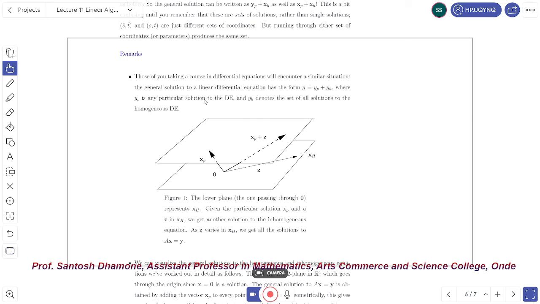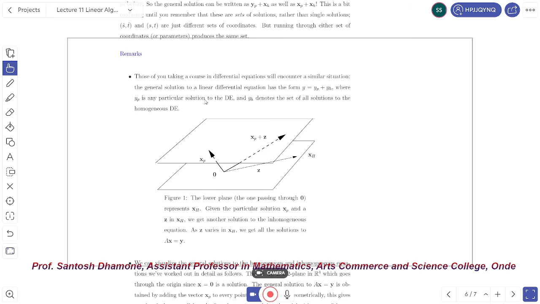We can visualize the general solution to the homogeneous and inhomogeneous equation we have worked out in detail as follows. The set xh is a two-plane in R4 which goes through the origin, since x is equal to 0 is a solution. It is the trivial solution for the homogeneous system of equations.